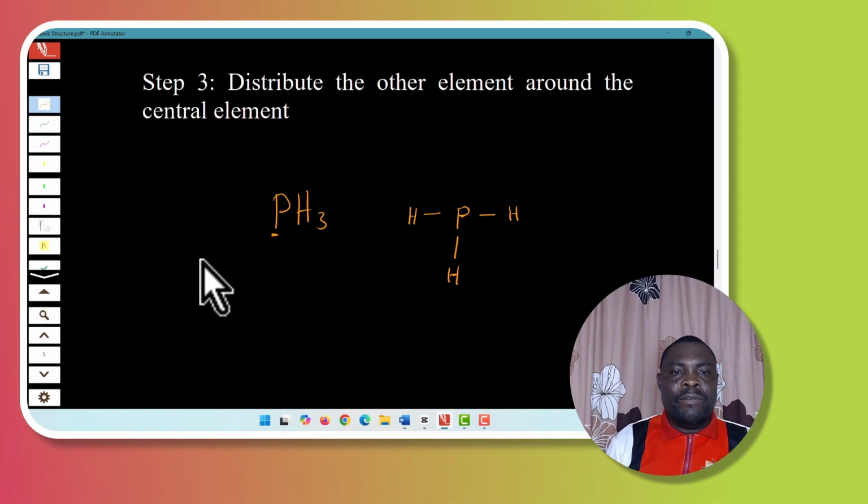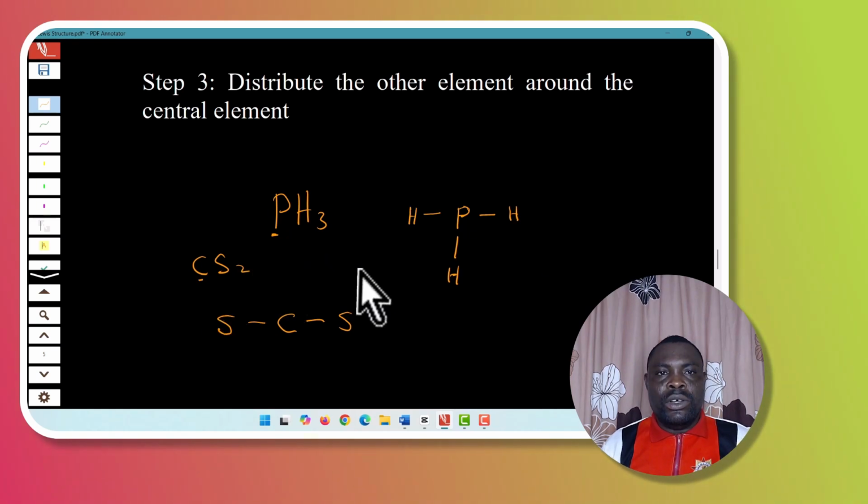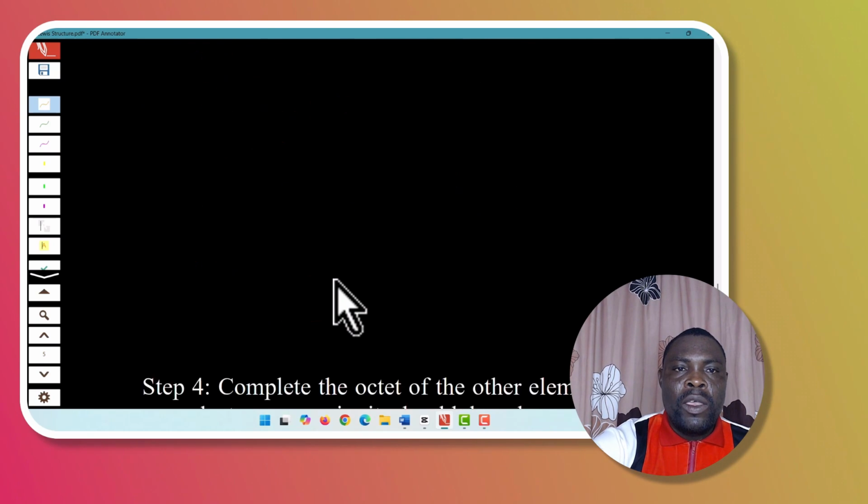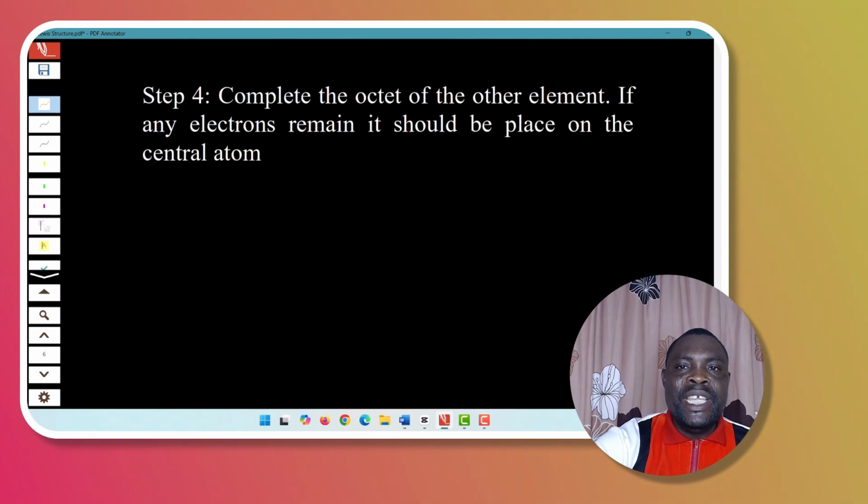If we have carbon disulfide, CS2, the parent element is carbon. We distribute the sulfur around the carbon. So this is the third step. Step number 1, determine the magic number. Step number 2, determine the parent element. Step number 3, distribute the other elements around the parent element. Now, step number 4, complete the octet of the other elements.